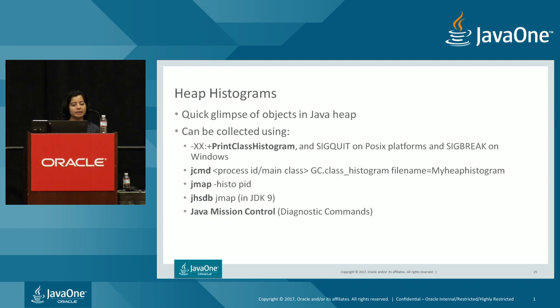So the next diagnostic data is heap histogram. Heap histograms give a quick glimpse of objects in the Java heap. So we don't have to follow two steps, collect heap dumps and then analyze them using some tool. These are textual output where you can quickly see which kind of objects are growing in heap. These heap histograms can be collected using the print class histogram, jcmd, jmap, and there is a new tool, JHSDB, added in JDK 9, which can be used to collect heap dumps from core files or non-responsive processes as well. And we can use diagnostic commands in Java Mission Control to collect heap histograms.